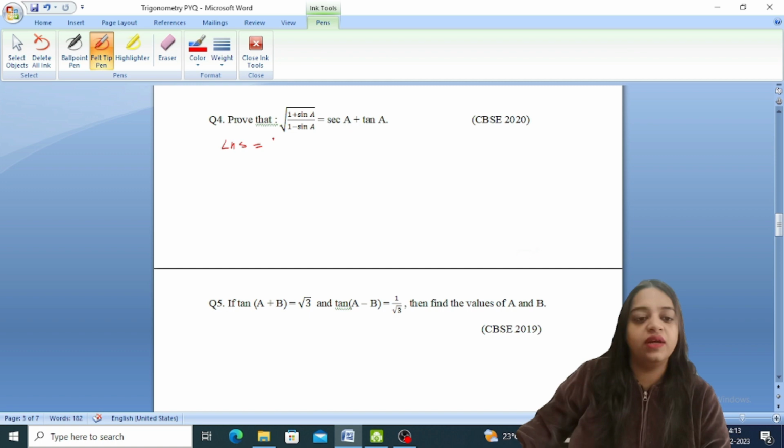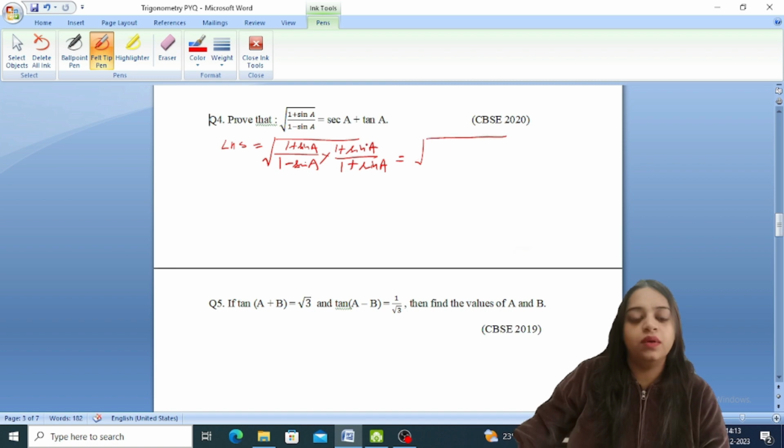What we can do on the left side, we can rationalize it. So it will be root of 1 plus sine a upon 1 minus sine a. On rationalizing, we will write 1 plus sine a upon 1 plus sine a. Now in the numerator, we can see it's 1 plus sine a into 1 plus sine a, which can be written as 1 plus sine a whole square. And in the denominator, it's an identity, a minus b, a plus b, which is a square minus b square.